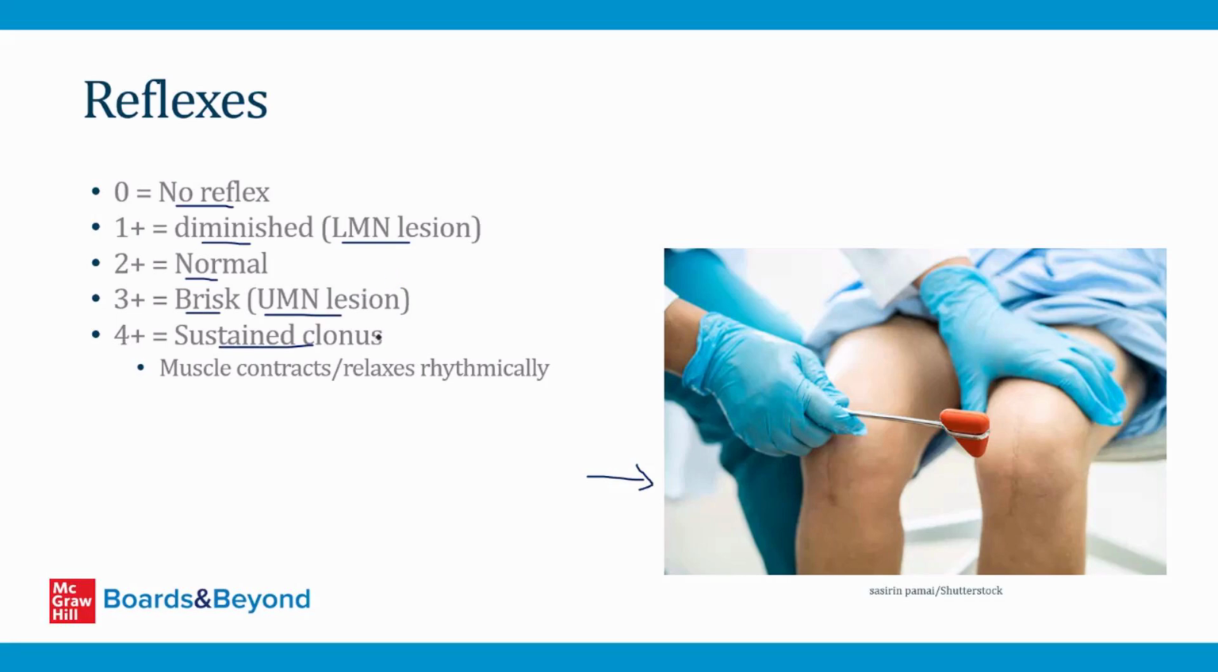Clonus means the muscle, in this case, the quadriceps muscle, if we're talking about the patellar reflex, will contract and relax and then contract again. Basically, there's so much tension that the reflexive action of contracting the muscle is causing the reflex to occur over and over and over again. You can think of clonus as similar to a hyperreflexive or brisk response to testing a reflex arc.